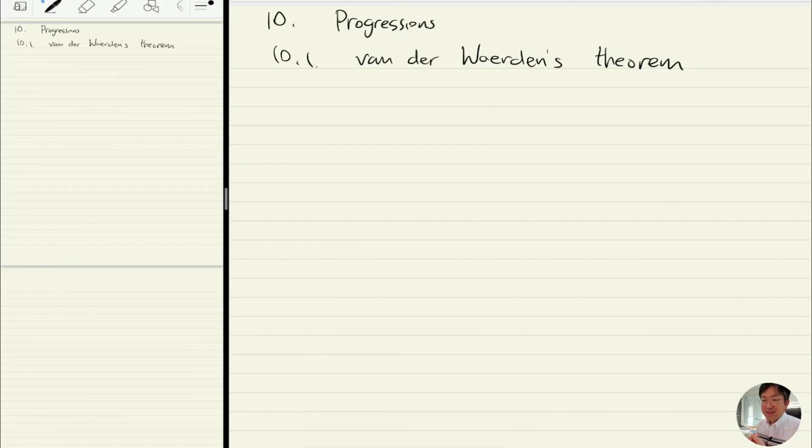Right, now we're gonna prove things on the arithmetic progressions. So the most well-known theorem in this area is van der Waerden's theorem. So let's start with the definition of arithmetic progression. So what is an L-term arithmetic progression?